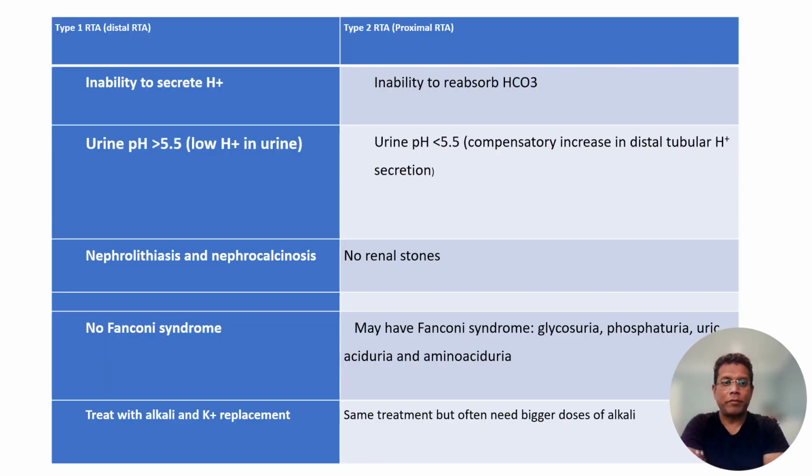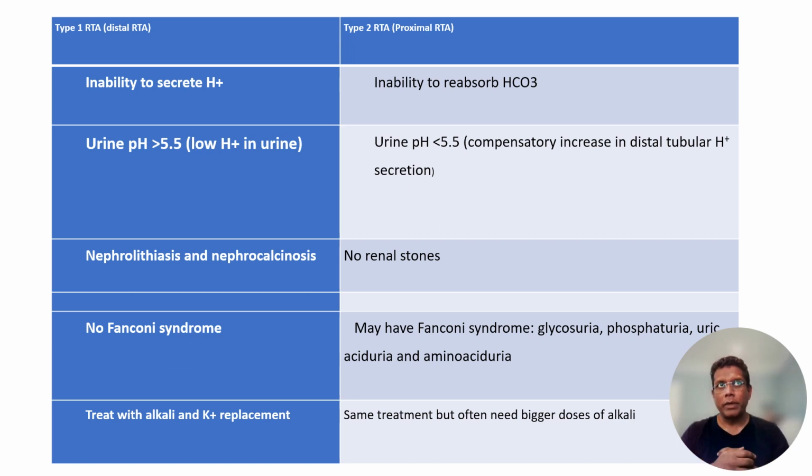So a quick recap of the basic differences between type 1, which is distal RTA, and type 2, which is proximal. Remember, type 1 is more common. Type 1 is inability to excrete hydrogen. Type 2 is inability to reabsorb bicarbonate. In type 1, urine pH is more than 5.5 because you don't have any hydrogen in the urine. In type 2, urine pH is less than 5.5 because when you're unable to reabsorb bicarbonate and you're turning acidotic, your distal tubules will pump out hydrogen like mad.